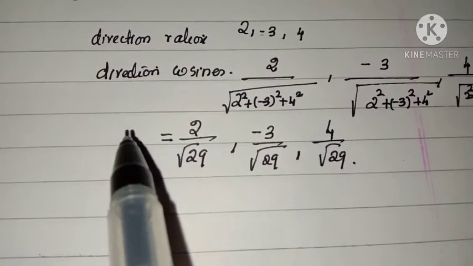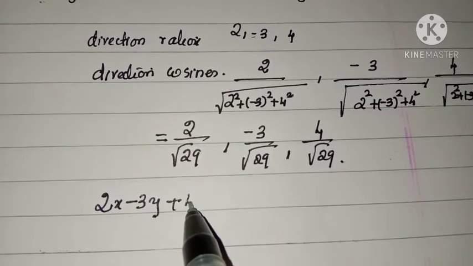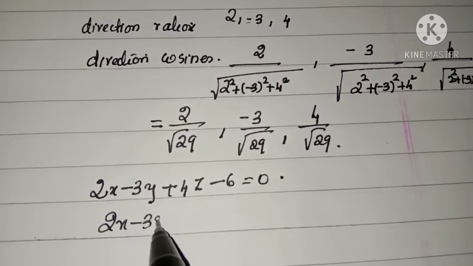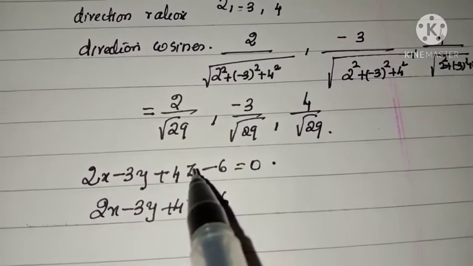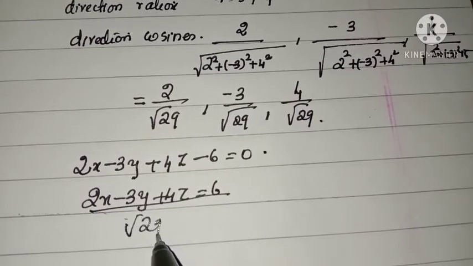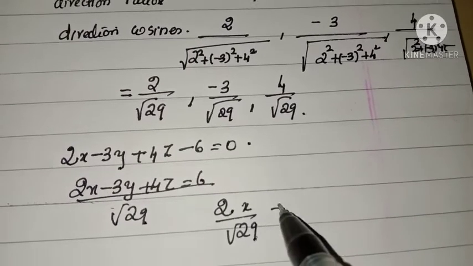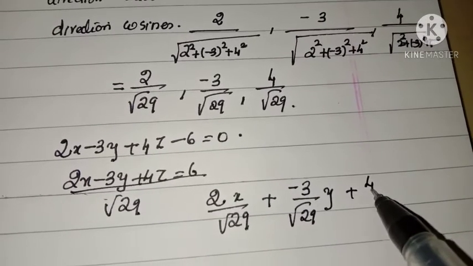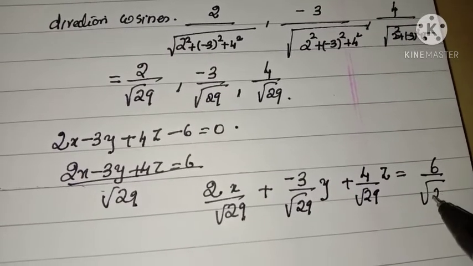So we have the equation 2x minus 3y plus 4z minus 6 equal to 0, or 2x minus 3y plus 4z is equal to 6. We are going to divide throughout by root of 29. So listen, this is equal to 2x by root of 29 plus minus 3 by root of 29 y plus 4 by root of 29 z is equal to 6 by root of 29.